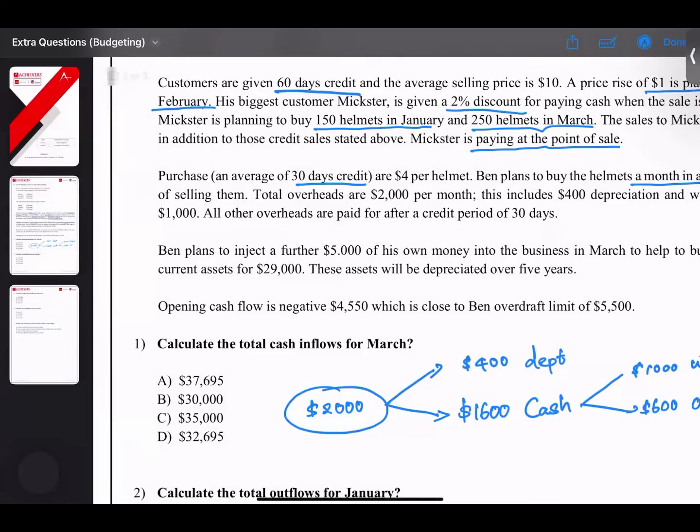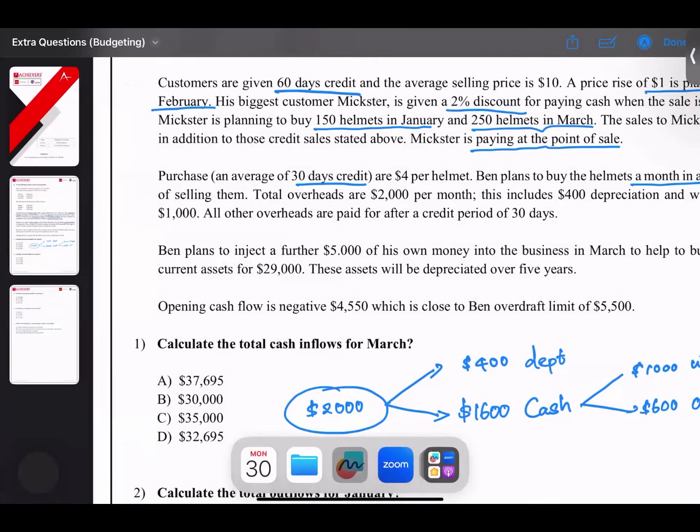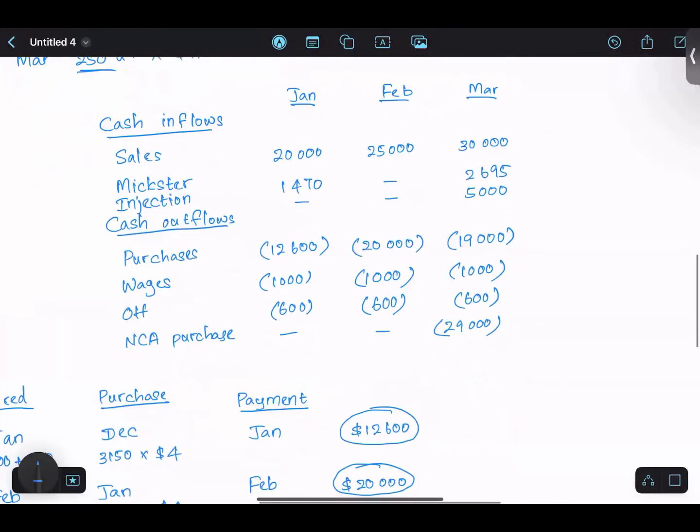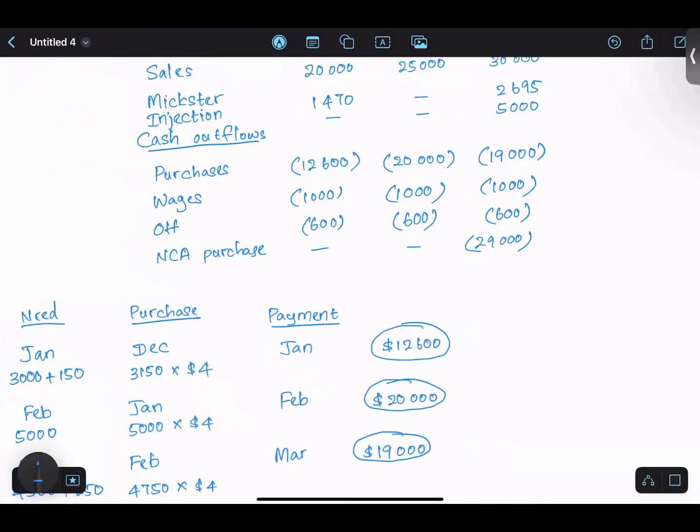So opening cash flow is negative 4,550, which is close to Ben's overdraft limit of 5,500. So these are the information. So let's prepare the cash budget.